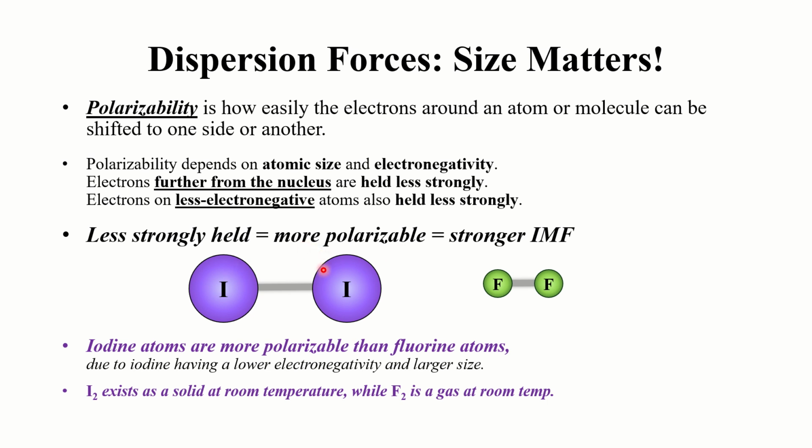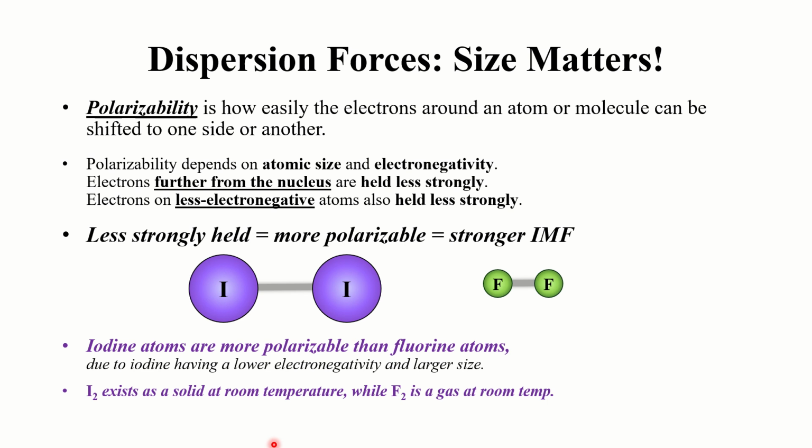So because they can move more easily, they will form stronger temporary dipoles, which means their dispersion forces are stronger. Now, if we look at those two fluorine atoms, this F2 molecule, these fluorine atoms are very small, and they are also very electronegative. So because of that, these electrons are pretty strongly held. They are less polarizable, meaning they have weaker dispersion forces. So because these iodine atoms are more polarizable, this is why iodine exists as a solid at room temperature, whereas fluorine is a gas at room temperature.